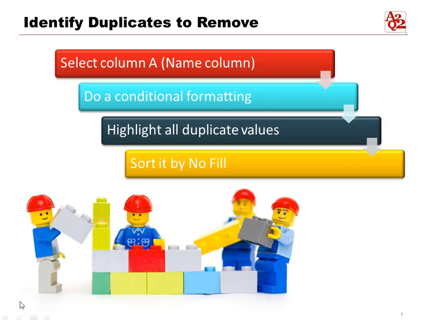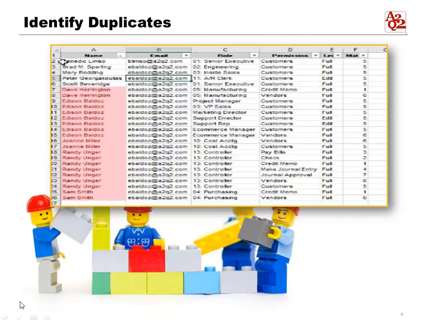And the way we're going to do that is we're going to select column A, do a conditional format, highlight all the duplicate values, and then we'll sort it. The names that don't have duplicates means they don't have conflicts from our SOD rule set, so we can delete them. We'll work with those that have permission conflicts, which are the highlighted ones.